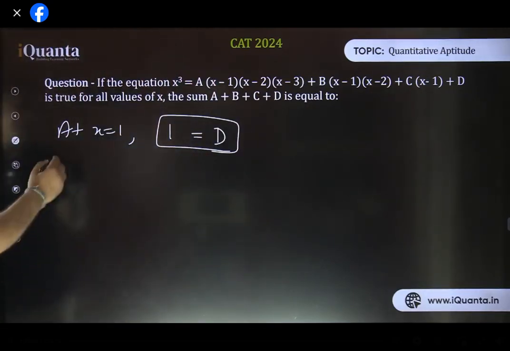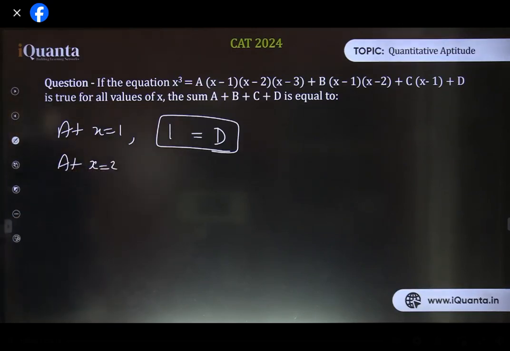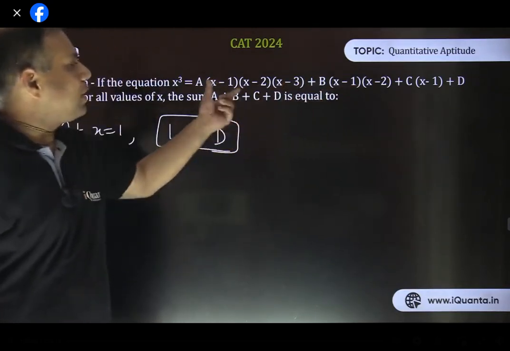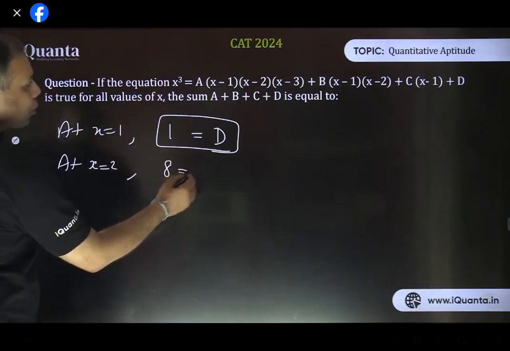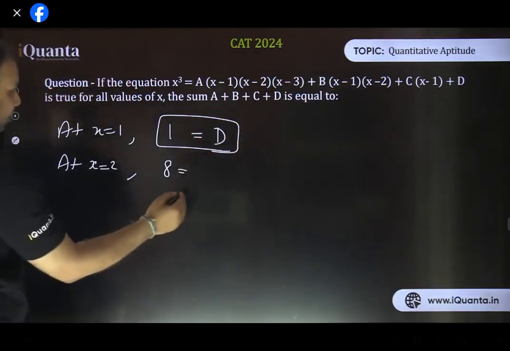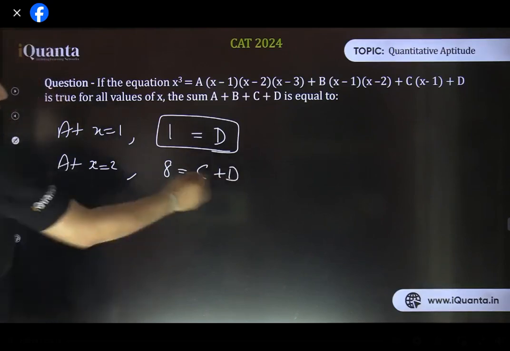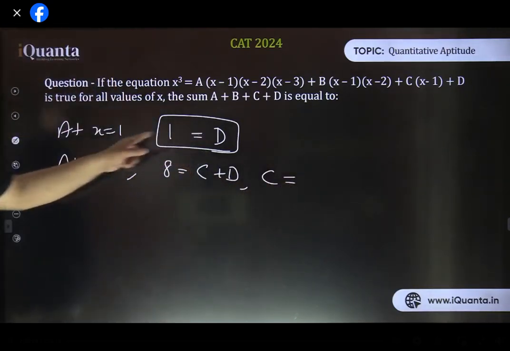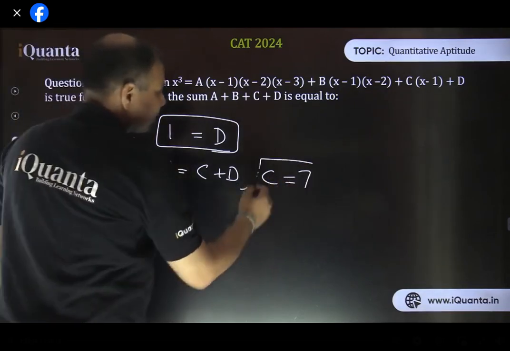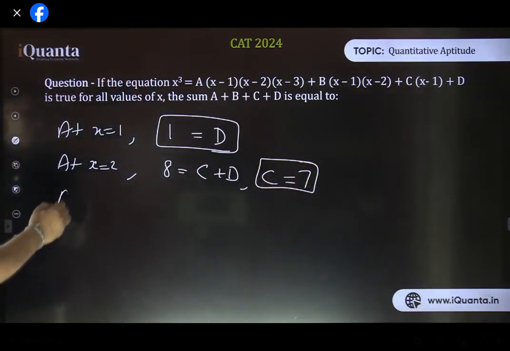Next what? At x equals 2. This time, let's say I want to figure out the value of c. So by putting x equals 2, the first two terms, a and b terms, can be made 0. So at x equals 2, 2 cube is 8. And this is going to be 0 plus c times 2 minus 1, that is c plus d. So c plus d comes out to be 8, isn't it? So what is the value of c then? Because d we have already figured out is 1, so c must be 7. Similarly, we can find the value of a and b as well.